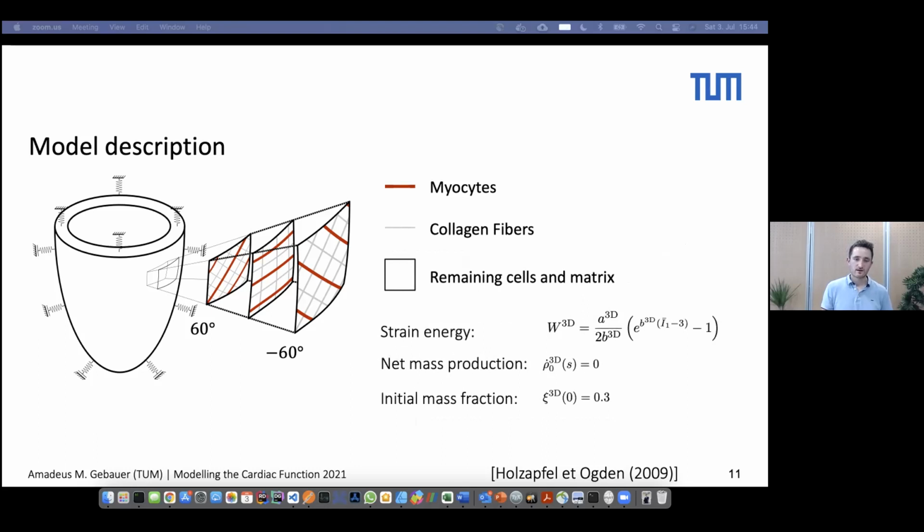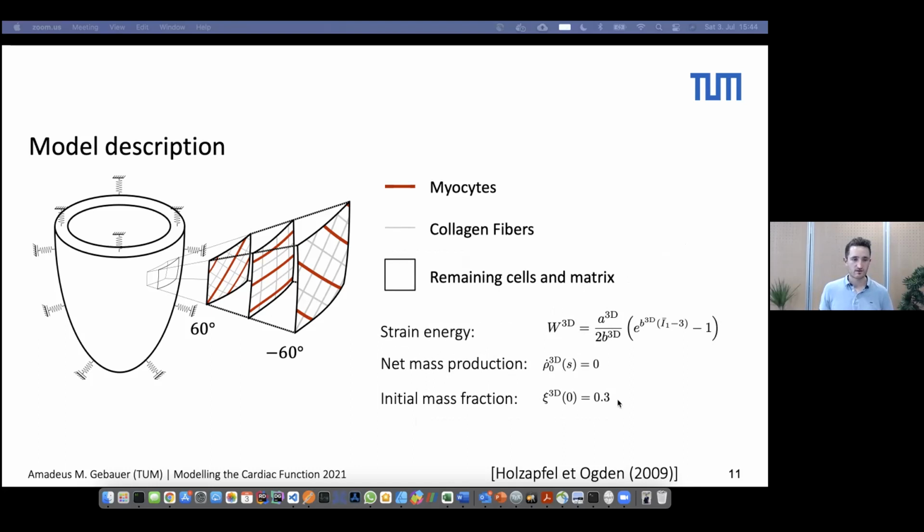All remaining constituents, we combine into one. So all remaining cells and the elastin matrix. And we assume an isotropic response also here in exponential form, so that overall we almost get a Holzapfel-Ogden model, just without the shear coupling term between the fiber and sheet direction. We assume that the elastin matrix does not remodel, and also the initial mass fraction is just the rest.